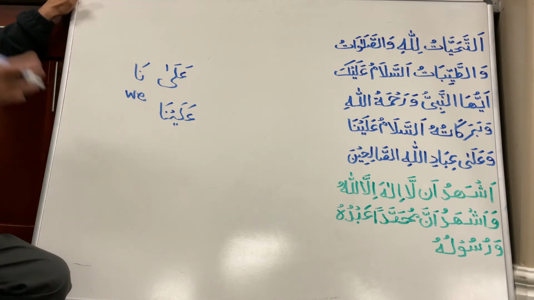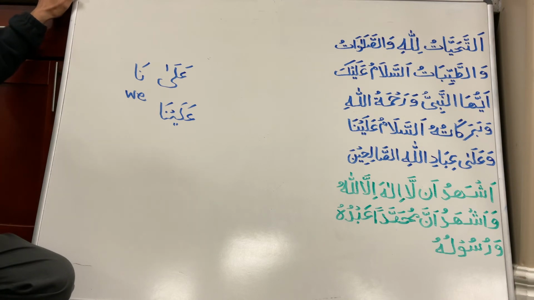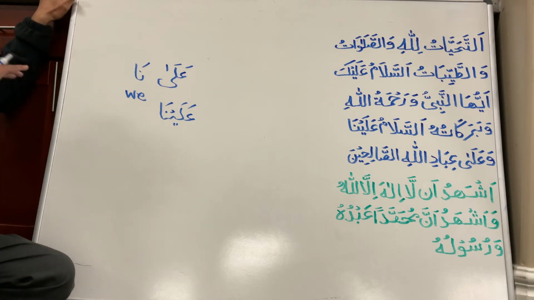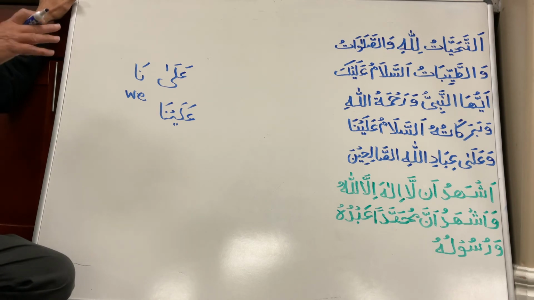We said at-tahiyyat, we said salat, we said tayyibat, we said salam to the Prophet, we said rahmat to the Prophet, barakat to the Prophet, and then we say salam is upon us now. Okay? Who are us? The people who are sitting with you. The people who are praying next to you, including you. Okay? Not only that, alayna will include you and everybody with you.